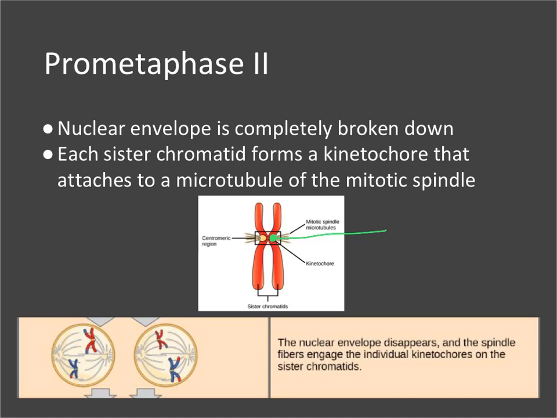So the kinetochore forms on each of these sister chromatids so that during anaphase, the sister chromatids are going to get separated from each other, and one's going to go to one side of the cell and one's going to go to the other side of the cell.